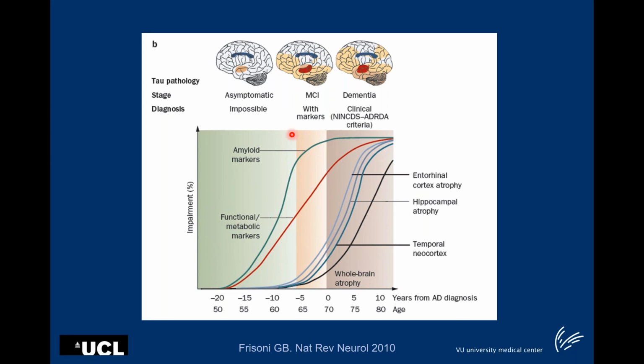Cliff Jack and others have developed models like this. This is Giovanni Frisoni's version of it, showing things that occur earlier. And we'll talk about amyloid deposition, which is probably one of the earliest events and almost plateaus by the time people present to memory clinics. And perhaps there are some marks that are slightly more in between.